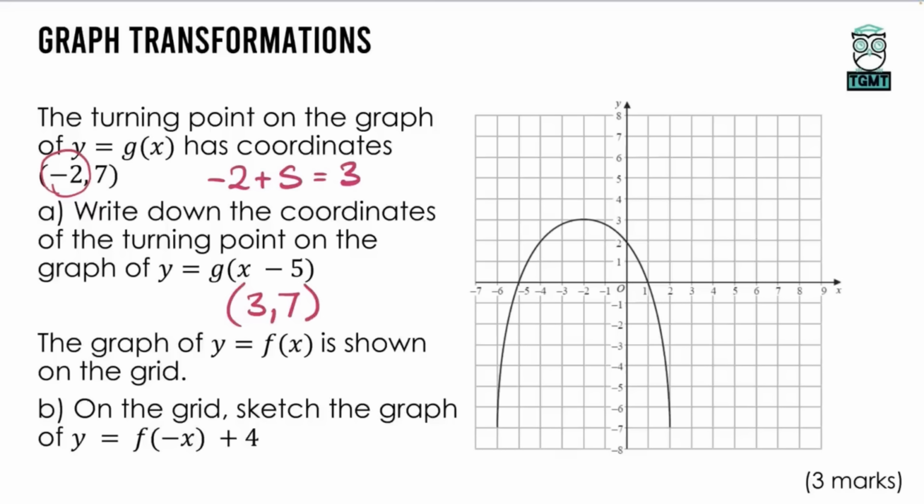The next part says the graph of y equals f of x is shown on the grid, and we can see the graph on the grid to the right. On the grid, sketch the graph of y equals f of minus x, plus 4. Now, although we just spoke about how something in the bracket does the opposite, when it's a negative symbol like this, that's just asking us to change the sign on the x-coordinate. So you can't do the opposite of that. The opposite of that would be doing nothing. So here, it does change the sign of the x-coordinates. It also then wants us to add 4.